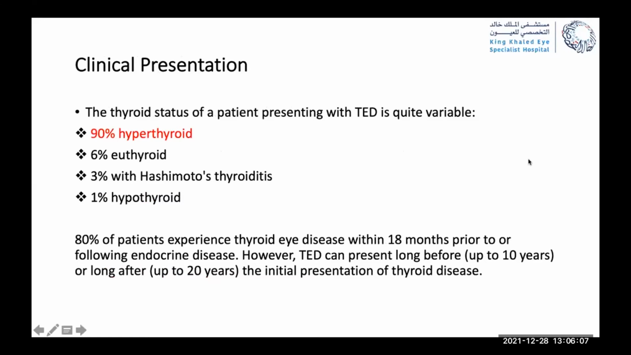So in clinical presentation, the thyroid status of a patient presenting with thyroid eye disease is quite variable, but 90% are associated with hyperthyroidism, 6% with euthyroid, 3% with Hashimoto thyroiditis, and 1% hypothyroid. This is generally worldwide, but I do believe that euthyroid status with thyroid eye disease is quite common in our region. 80% of patients experience thyroid eye disease within 18 months prior to or following endocrine disease. However, thyroid eye disease can present long before or long after the initial presentation of thyroid disease.